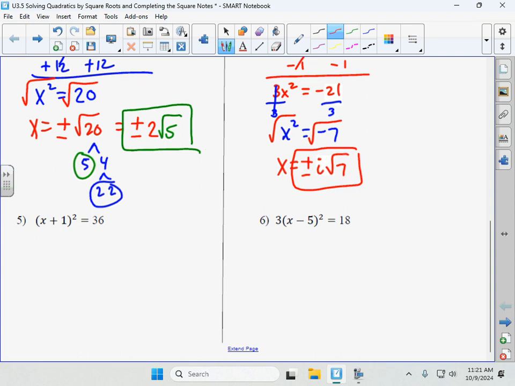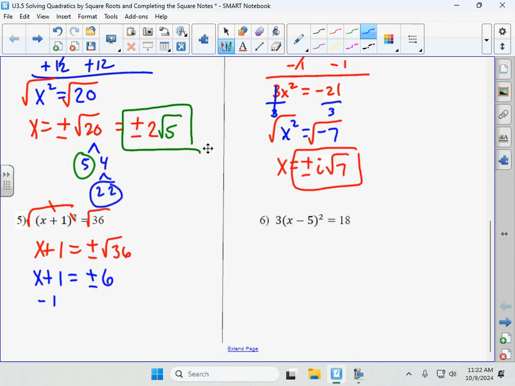So we can go ahead and just square root both sides. When we square root this square, those just cancel each other out. Now we're left with x plus 1 on the left equals, don't forget to put plus or minus, root 36. Now we can finish solving for x. The square root of 36 simplifies to 6.